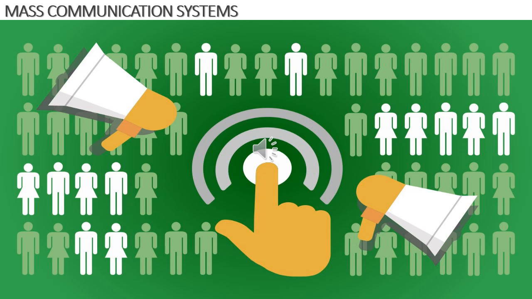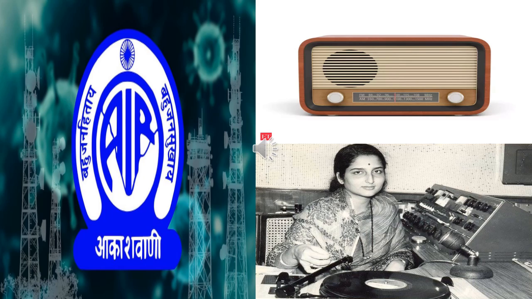The mass communication system can provide information to people in two methods: print media and electronic media. First, electronic media. It includes radio, TV, and at present we include social media also.